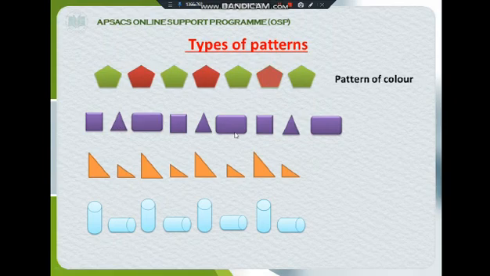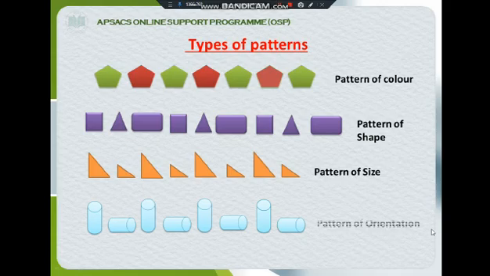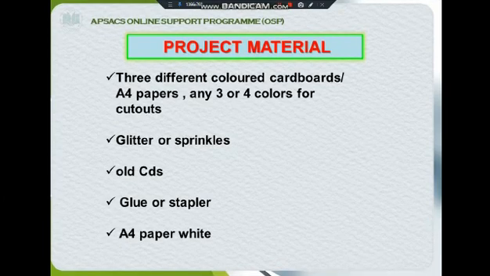In the other one, you have different shapes. So, this is the pattern of shape. In this one, your shape is same but the size is different. So, this is the pattern of size. And in this, the shape is same but the directions are different. So, this is called the pattern of orientation. Clear?